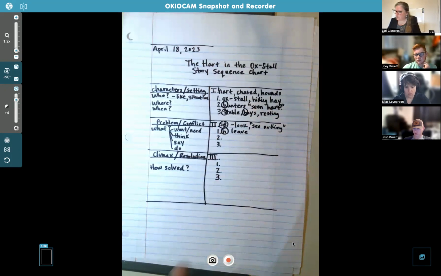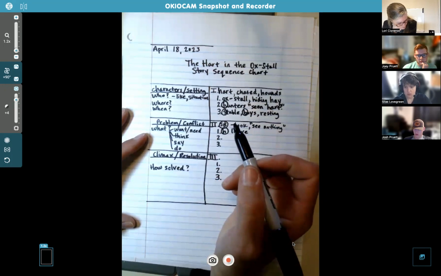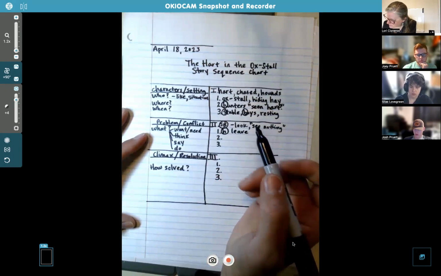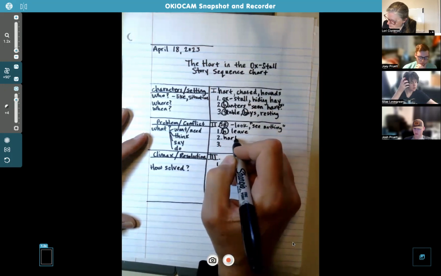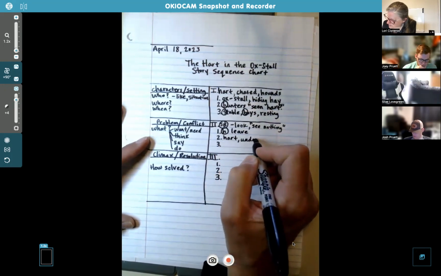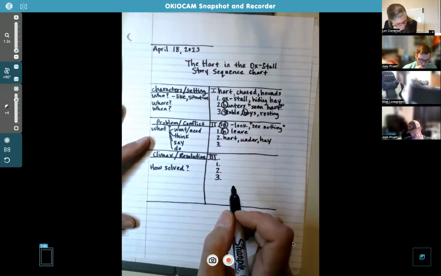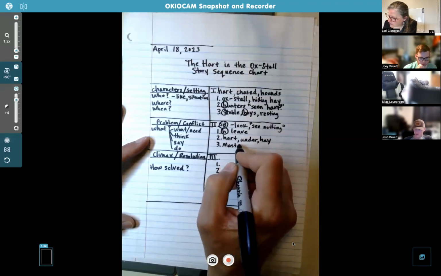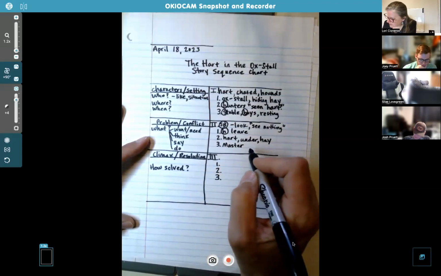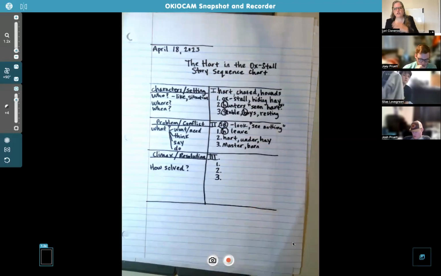And then this is where, where is the heart hiding? A truss of hay. Yes. So I'm going to put heart under hay. And in comes the last character, the master. And he goes into the barn or the ox stall. You can use that word interchangeably, ox stall or barn.